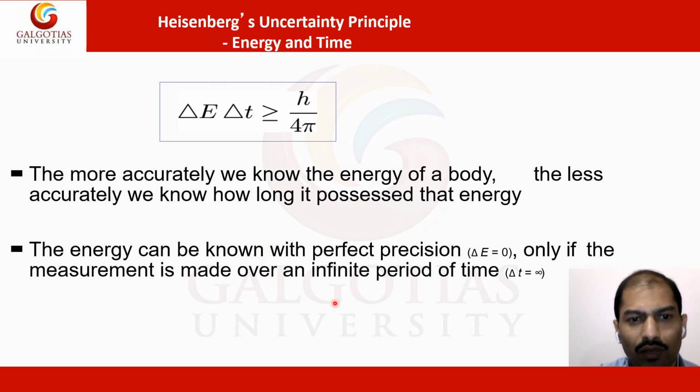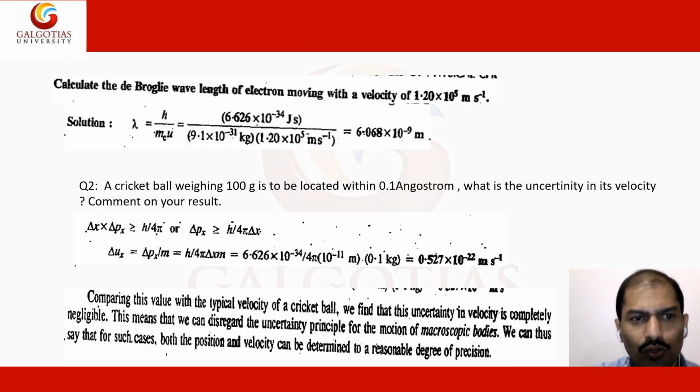If the energy can be known with perfect precision, then only if the measurement is made over an infinite period of time. So there is an uncertainty in terms of both the parameters. That is why, in terms of energy and time, this is also called the Heisenberg uncertainty principle.